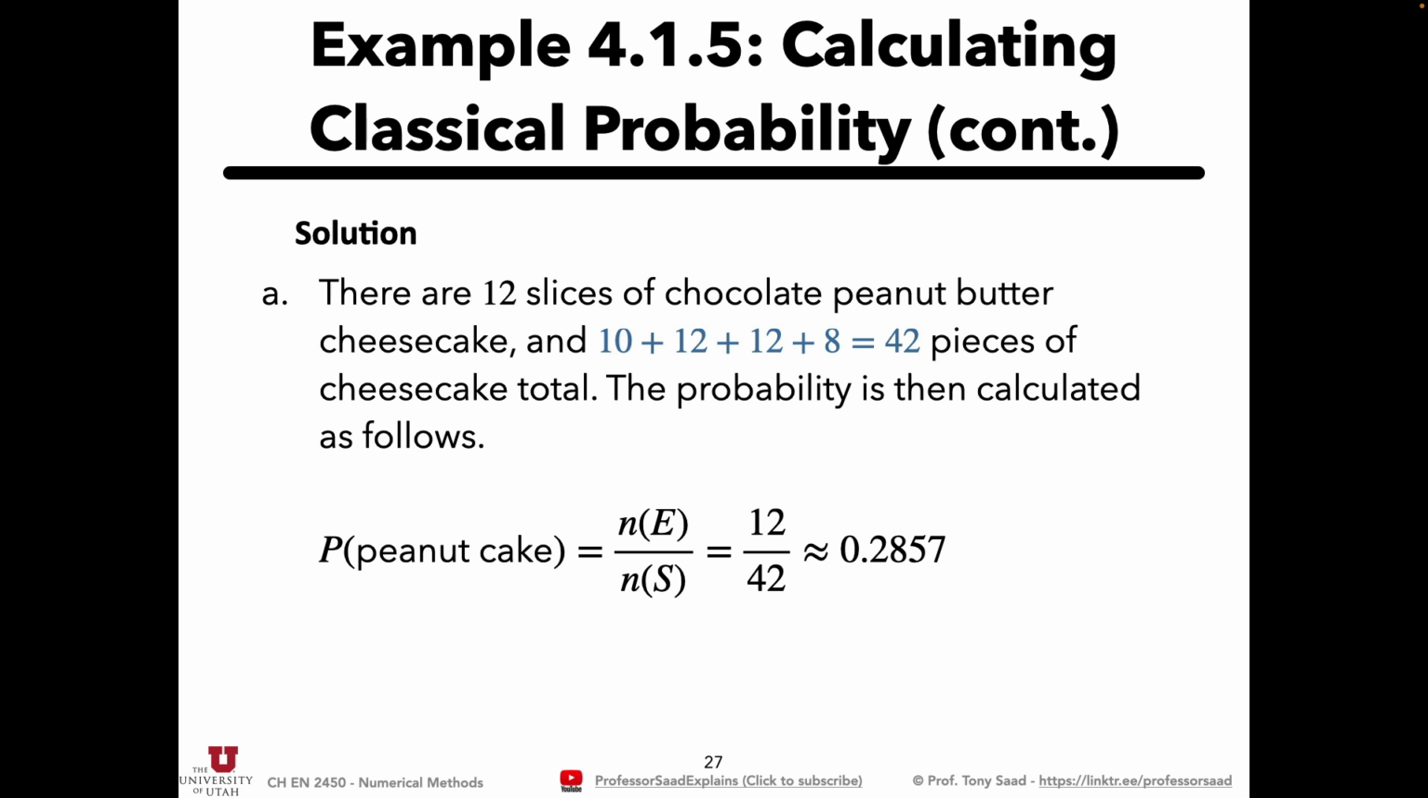Okay, so P of peanut cake, right? That's my event. That's the best I could call it, getting a peanut cake. It's the number of outcomes in the event, which is 12 slices of peanut butter cheesecake, over the total outcomes in the sample space, which is 42 cheesecakes. So it's got a chance of about 28%, 29% chance of getting really sick tonight. So probably shouldn't eat peanut butter, okay?